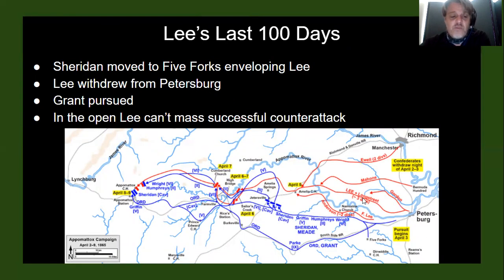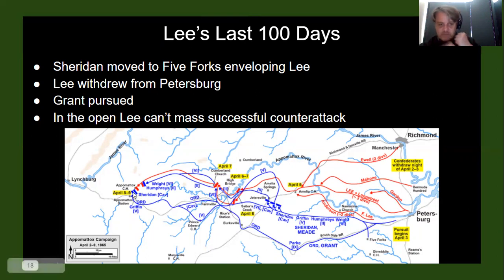Lee's last 100 days, this is the very end of the war, April 2nd through the 9th, the Appomattox Campaign, 1865. You see Lee and Sheridan, they're again moving in parallel lines. Lee had to bail out of Petersburg, the reason being he was running out of food. He was choked off. Grant was choking him off. Grant was chasing him this way, and Sheridan was moving parallel to him. Because Lee's getting harried the entire way, he can't mount a proper counterattack.